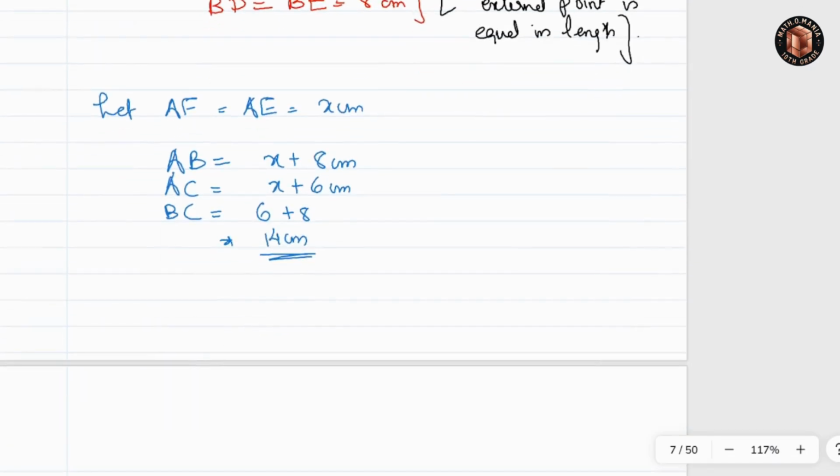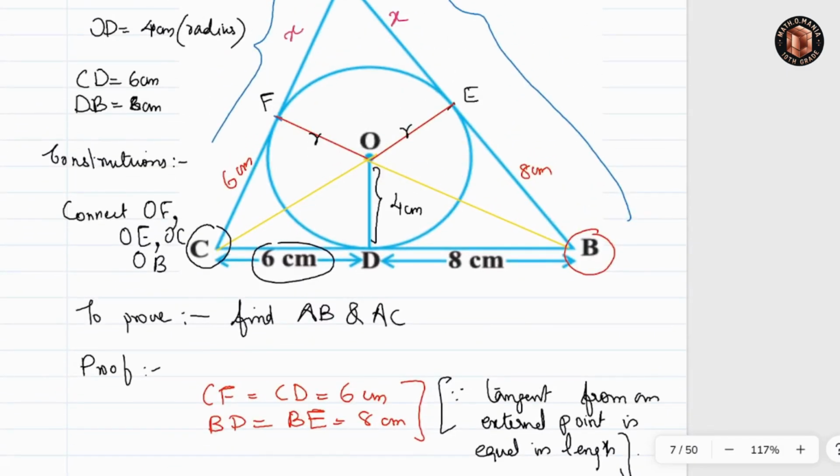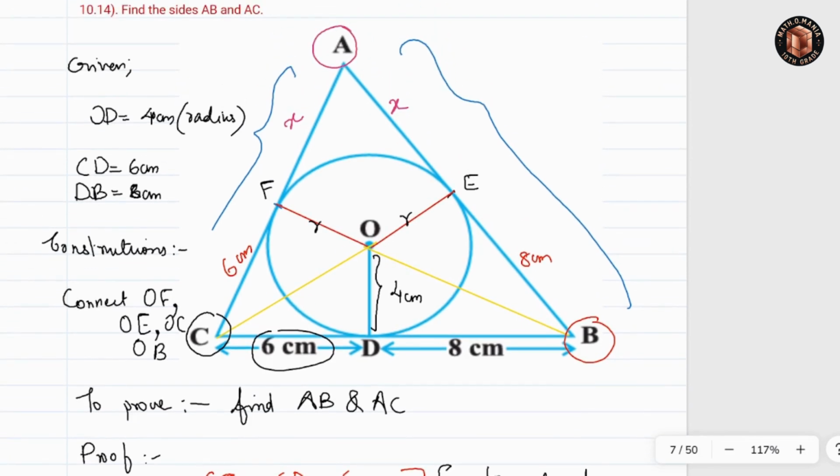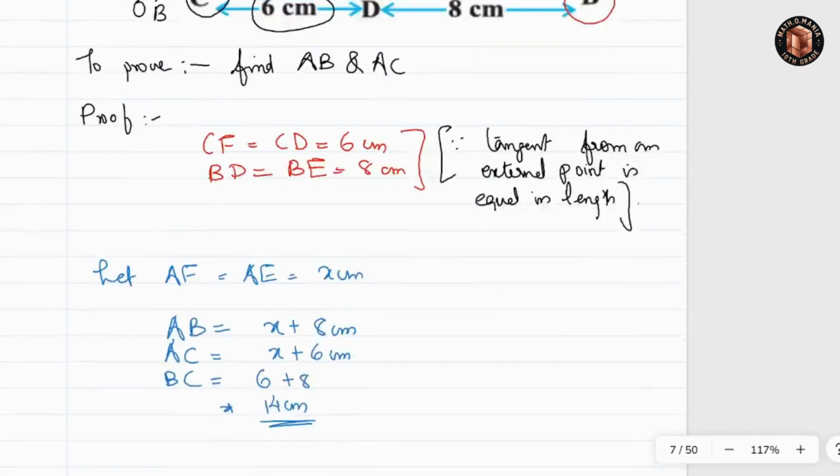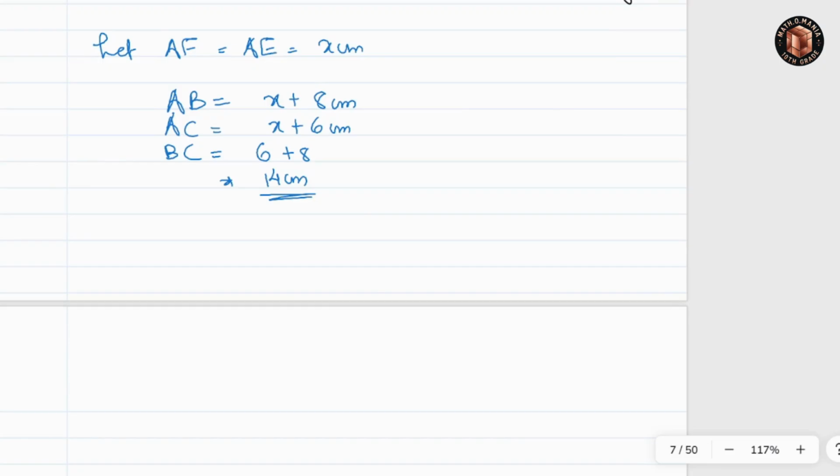Now we got AB, AC, BC. Now we need to find the area of the triangle ABC. Since the lengths of the sides are given, we can use the Heron's formula, which we have learned in 9th grade. First we have to find the perimeter of the triangle ABC. Perimeter of triangle ABC means we have to add up all the side lengths, which is equal to AB plus BC plus AC, which is equal to, what is AB here?